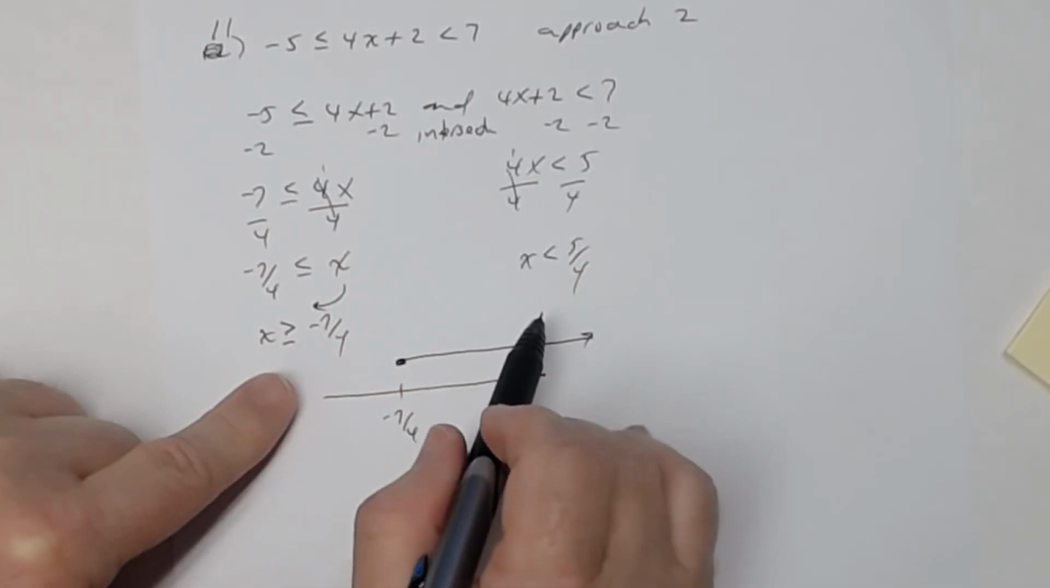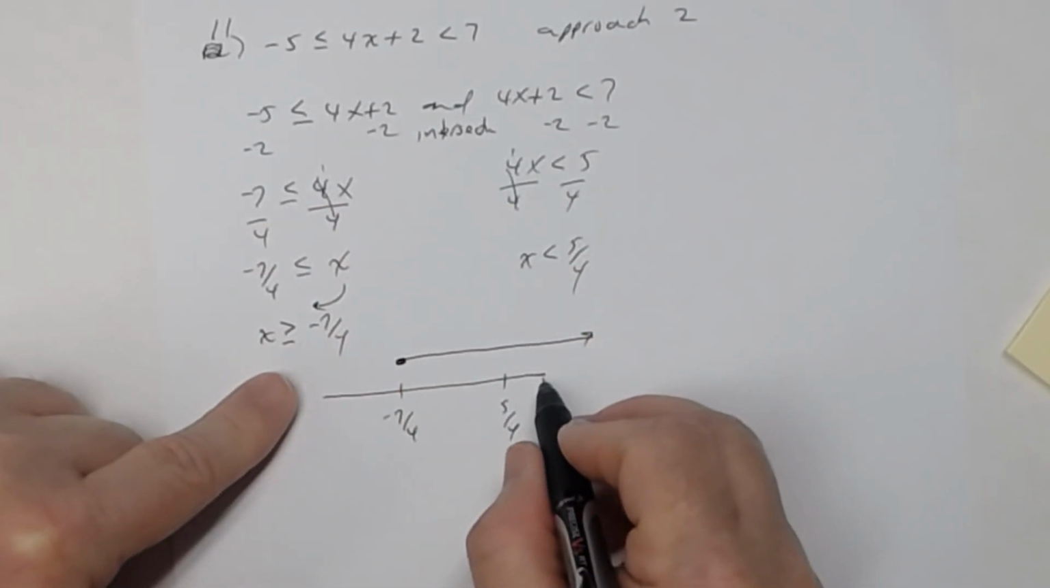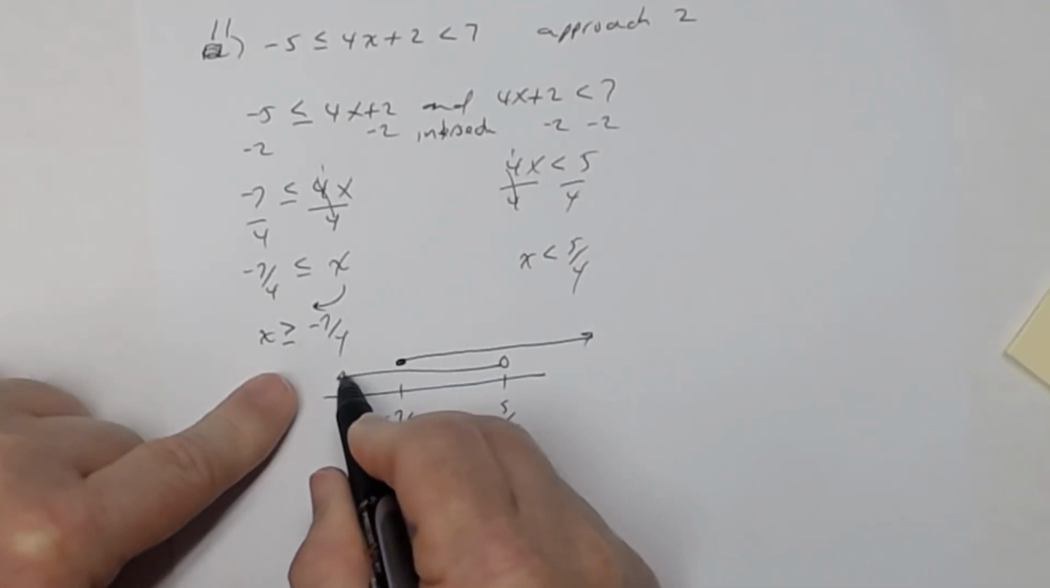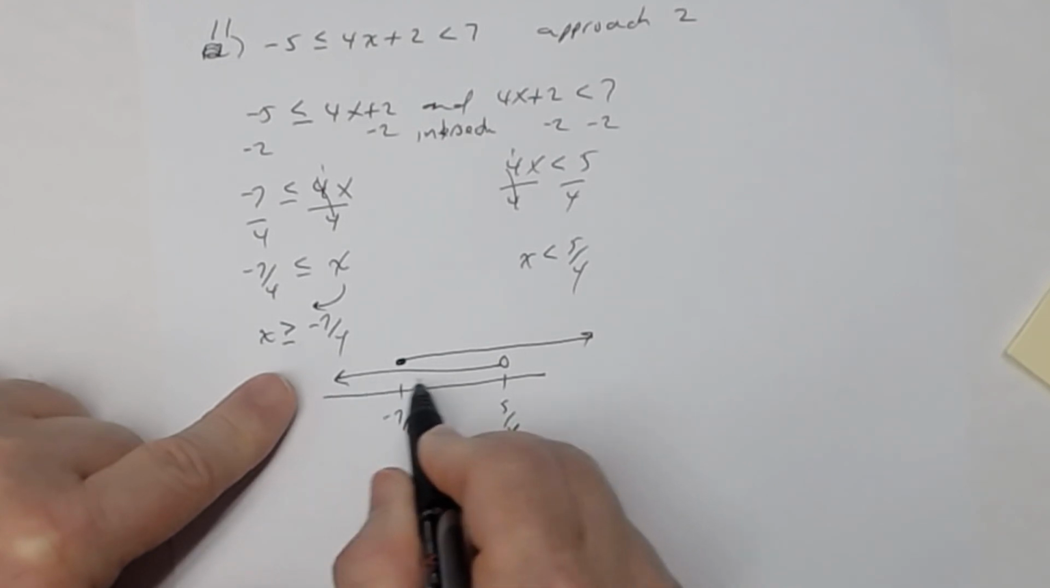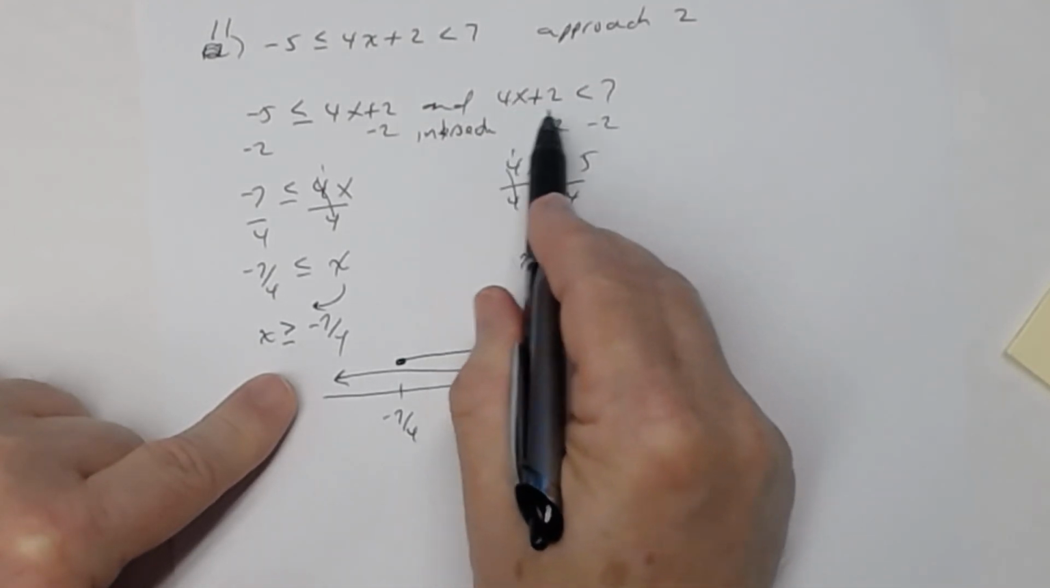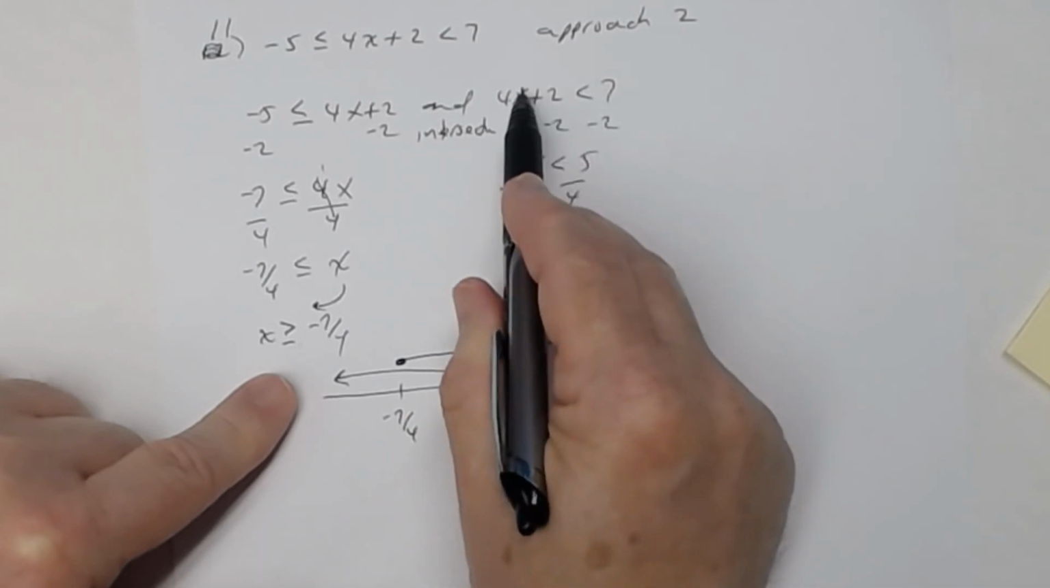Now I'm going to go here. x is less than 5/4. Open circle because there's no equal sign, and then shade in everything to the left. So any number that's to the left of 5/4 is a solution to this inequality here.